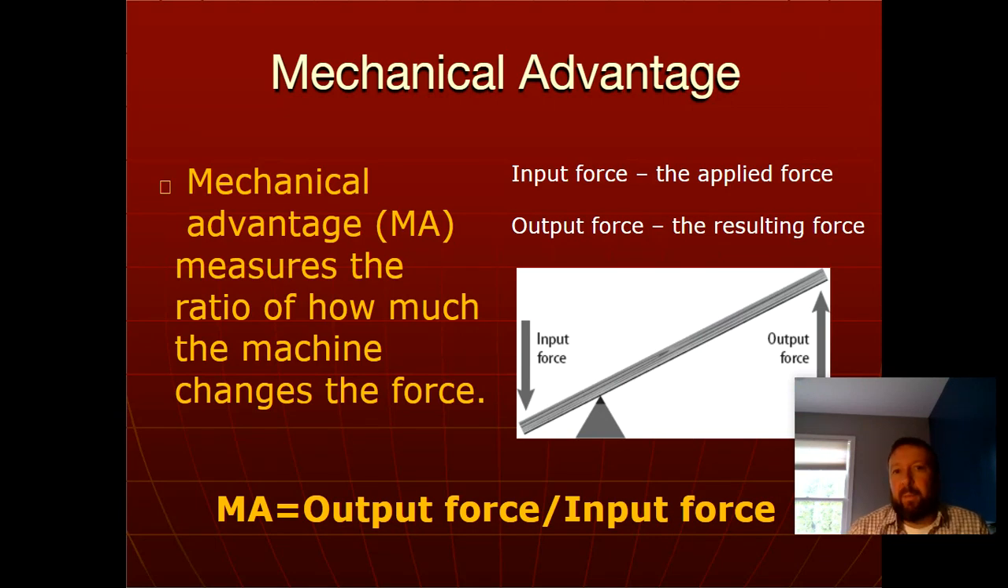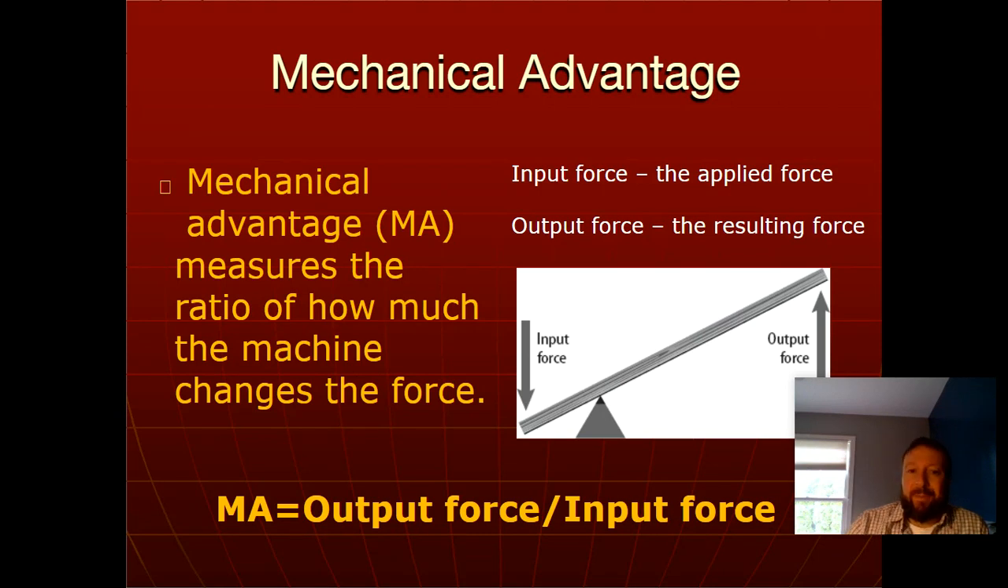One of the things we talk about with machines, though, is mechanical advantage, and it's basically how much a machine is helping you. It's the ratio of how much a machine changes your force. So it's output force divided by input force. And 99% of machines are going to have a mechanical advantage of over one.